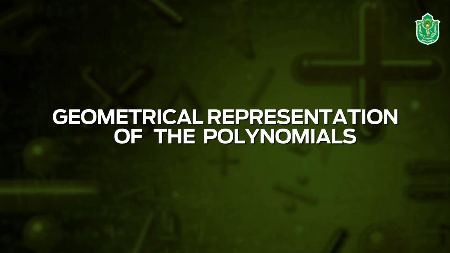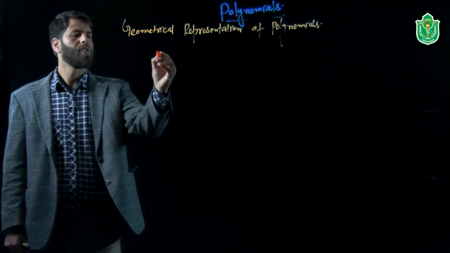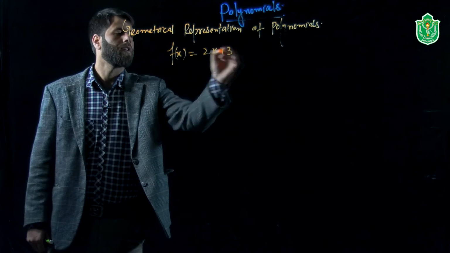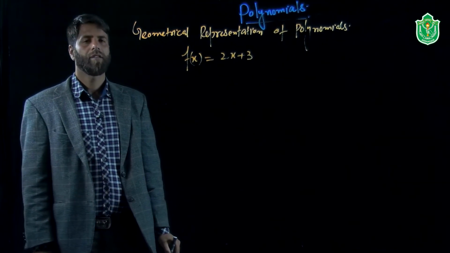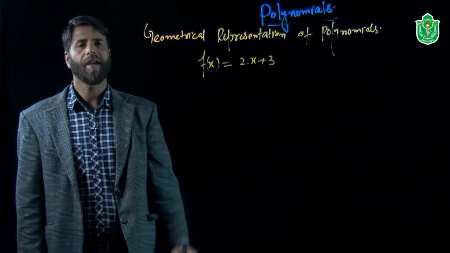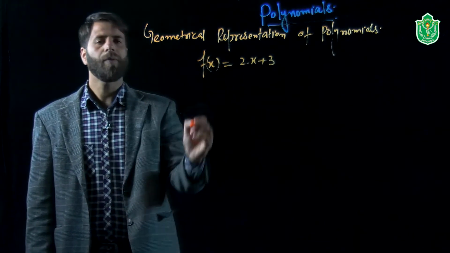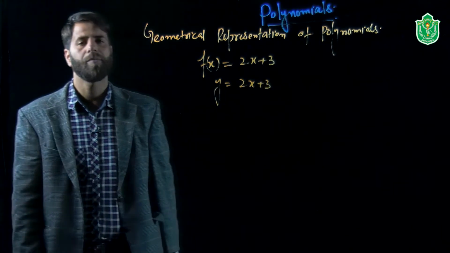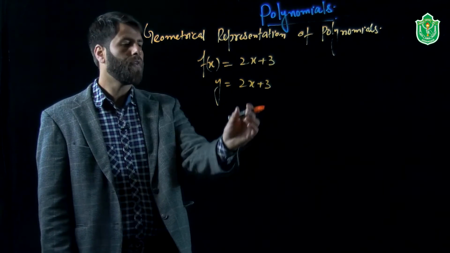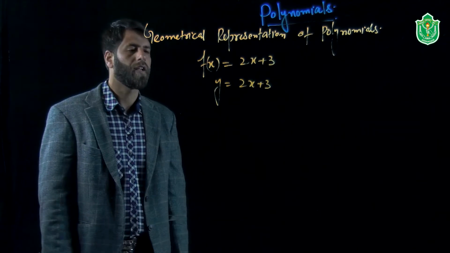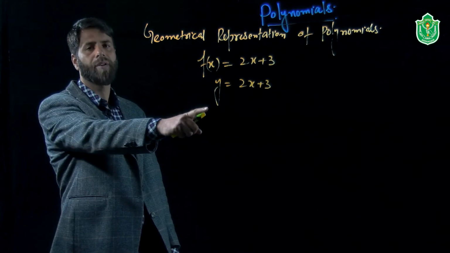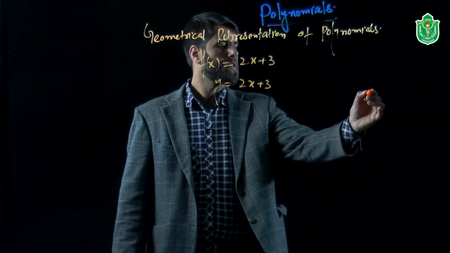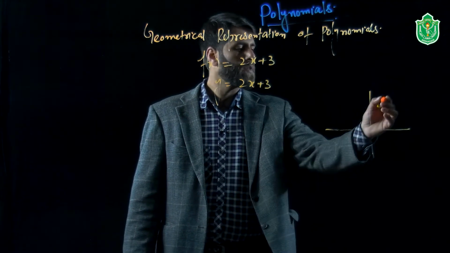This is a geometrical representation of polynomials. We consider a polynomial, suppose f of x is equal to 2x plus 3. This is a linear polynomial because the degree of x is 1. Actually, this f of x is nothing but y. y is equal to 2x plus 3. It becomes an equation in two variables. If we draw the graph of this equation, you know that a linear equation in two variables has an infinite number of solutions. As far as the zero is concerned, it will intersect the x-axis at only one point.